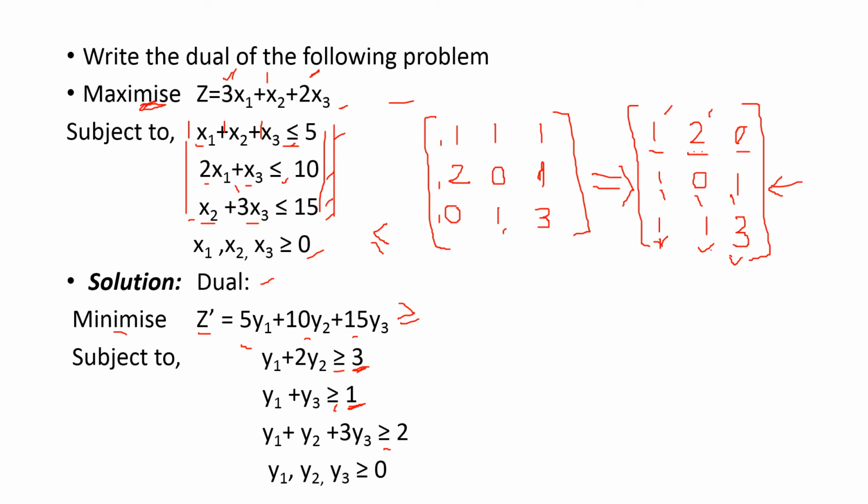That's all. And then here x1, x2, x3 has been changed as y1, y2, y3 greater than or equal to 0. So this is the dual conversion. So this is how we can convert the given LPP into its dual form.